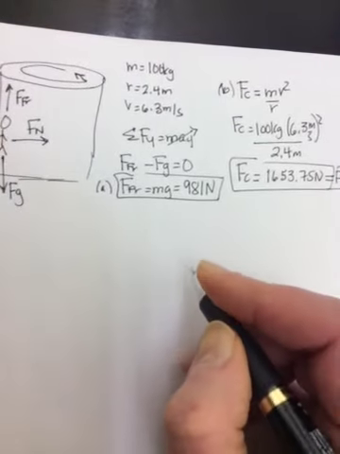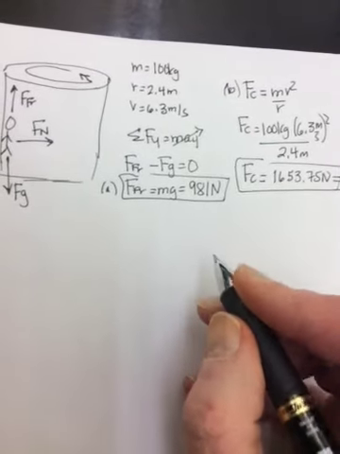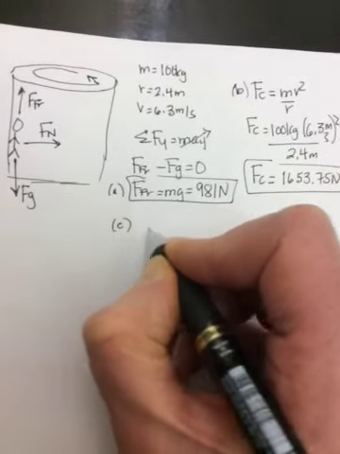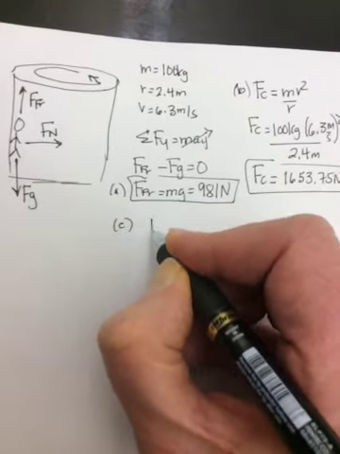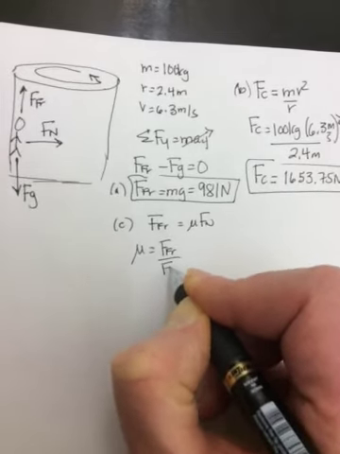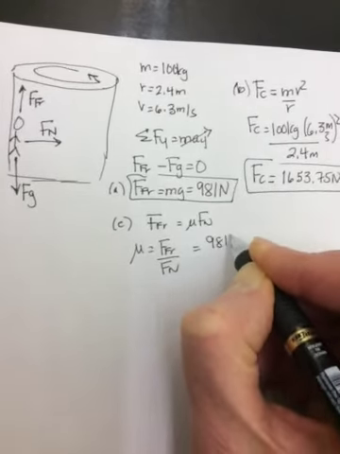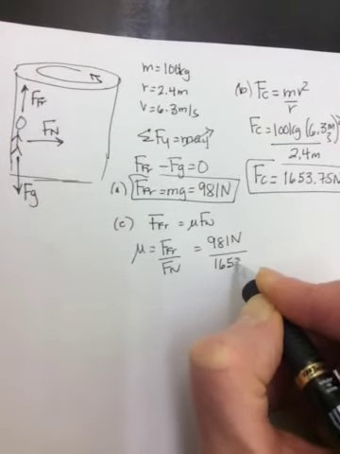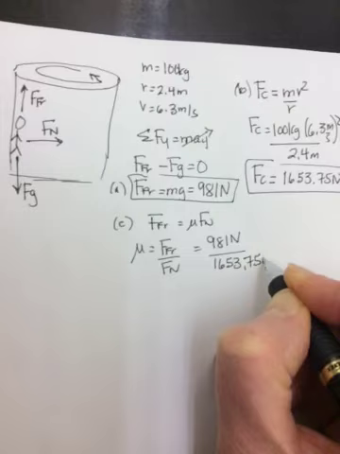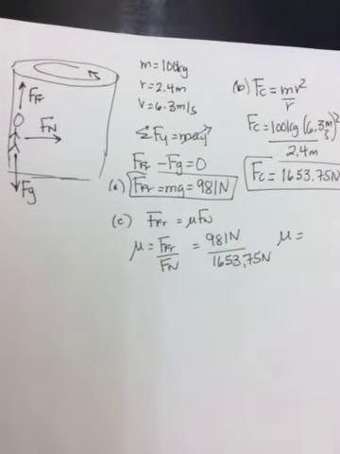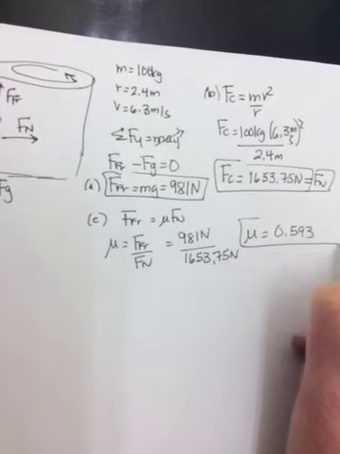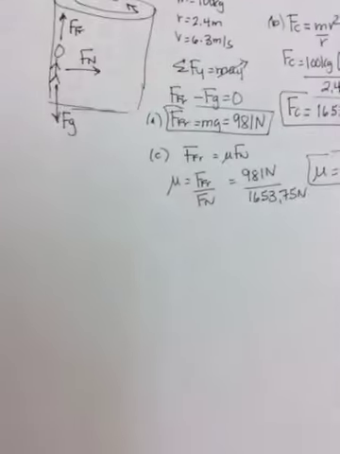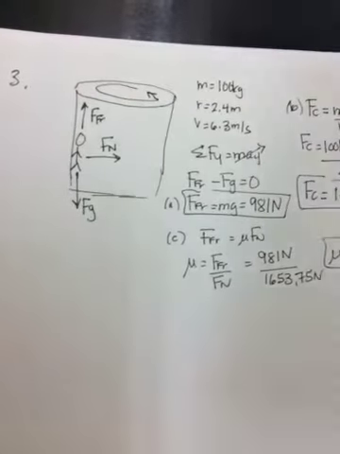Part C says, what is the minimum coefficient of friction between the man's back and the wall if he just misses slipping? So if he's just about to slip. And so you're going to do friction is equal to mu Fn. So mu is equal to friction divided by Fn. So 981 newtons divided by 1653.75 newtons. And you should get a mu of 0.593. And it says to be safe, should this be bigger or smaller? Go bigger.